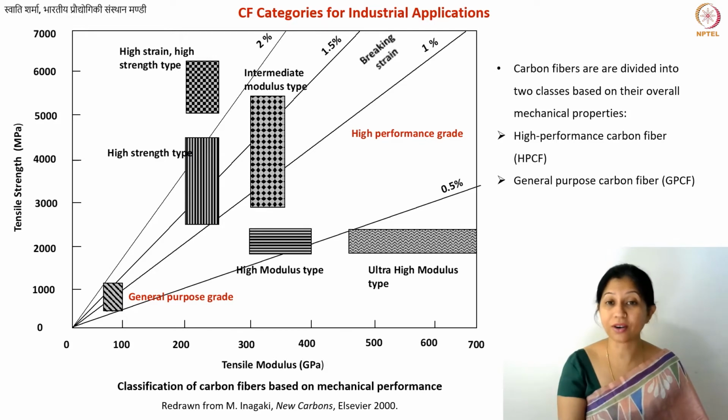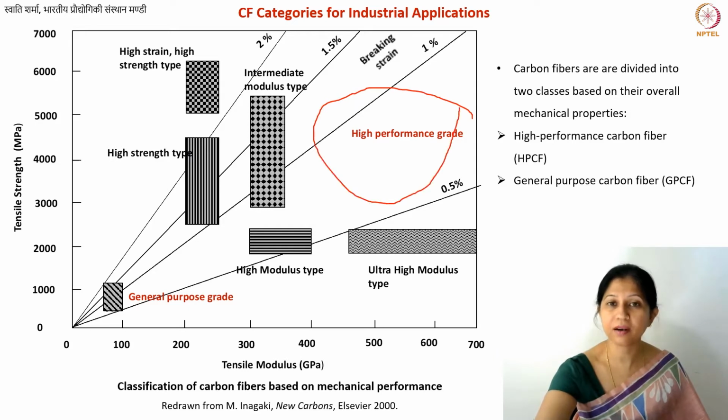So now you can already see that we can distribute these fibers, and we can say which ones are relatively low quality, and quality would then determine the value. So low value and high value carbon fibers. Those which fall in this region are your high performance carbon fibers, and those that fall somewhere here are general purpose carbon fibers.